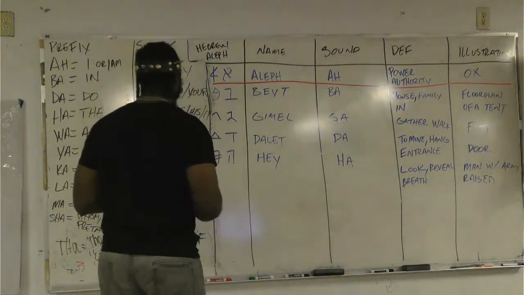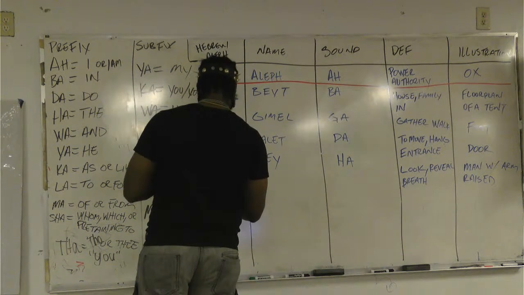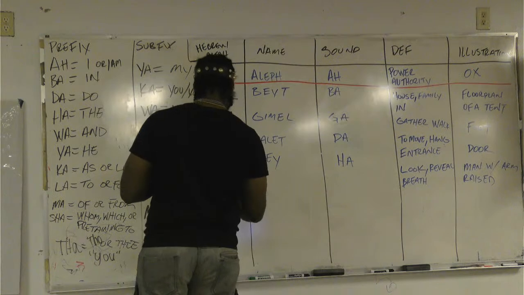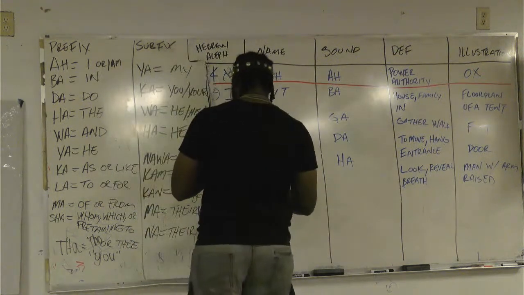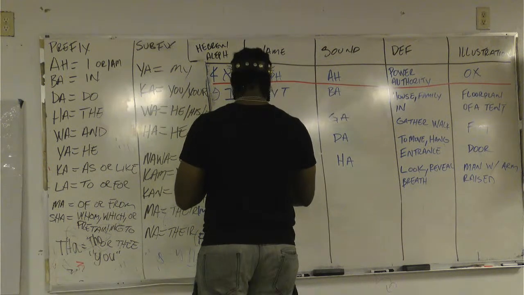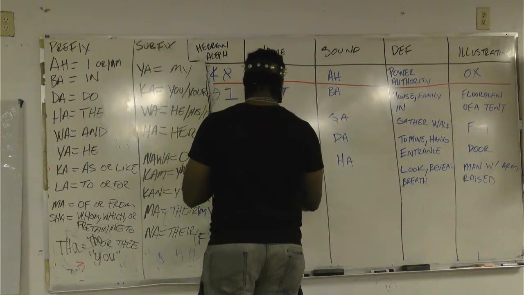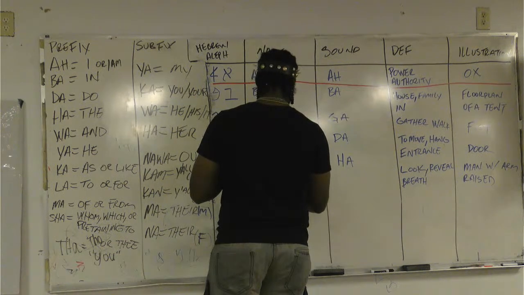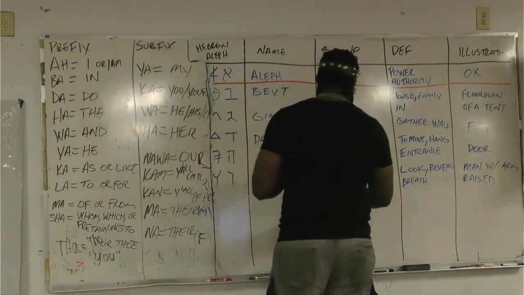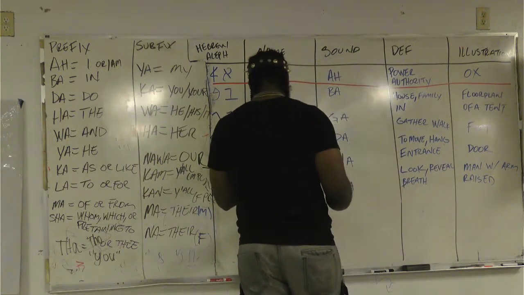We have the wah. Wah. All right. In Yiddish, it's called two things. It's called the vav or the wa. Each are acceptable, and the sound that it makes is wa. All right.